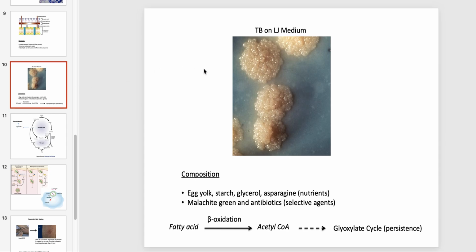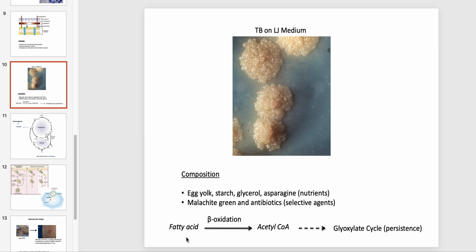So as I said, they look very waxy on media, and this is TB colonies on LJ media. Remember, it takes 2 weeks or so for these to form colonies. The composition of LJ medium has some egg yolk in it, which is obviously a source of rich lipids that the microbes need to grow. Starch, which is a rich source of carbon, and glycerol is also a carbon source. Asparagine is a carbon source, but mostly it's there for nitrogen. The microbes have a nitrogen requirement, not surprisingly. And then because they're so slow growing, you've got to put some selective agents in there, or else the faster growing weeds in those mucus samples and stuff are going to outgrow them.